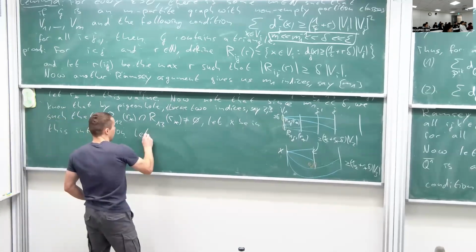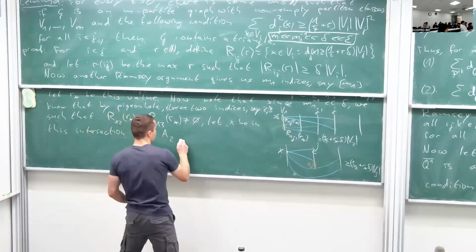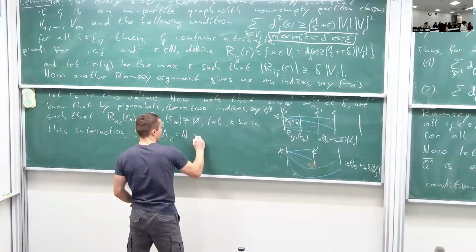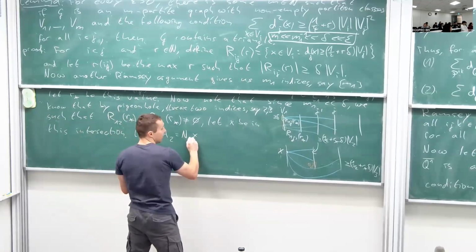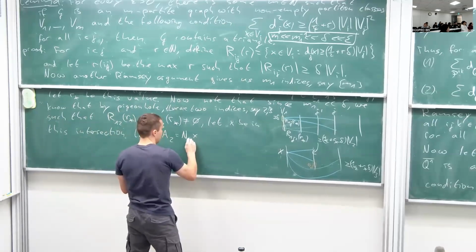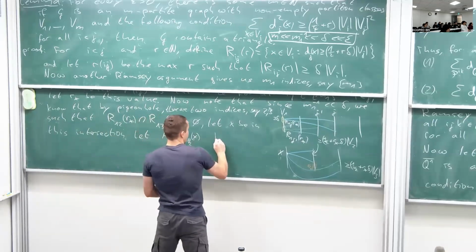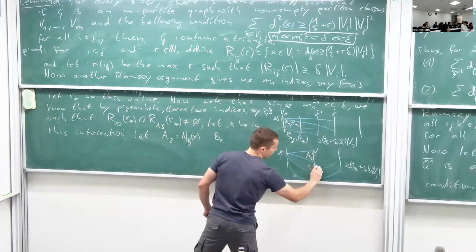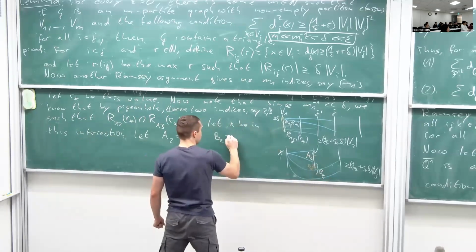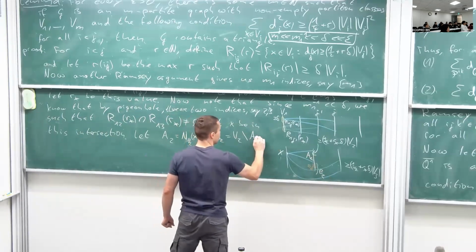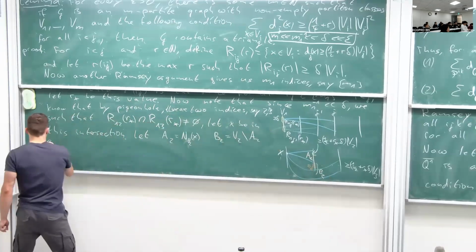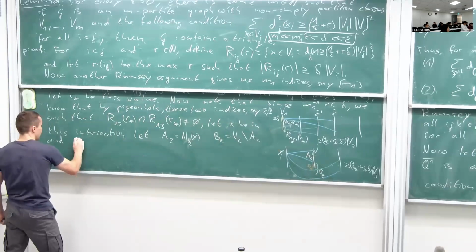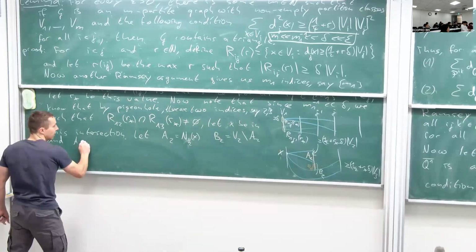So let A2 be the neighborhood of x in B2, and B2 be the remaining thing. So this is A2. This remaining thing will be B2. And similarly for A3 and B3.